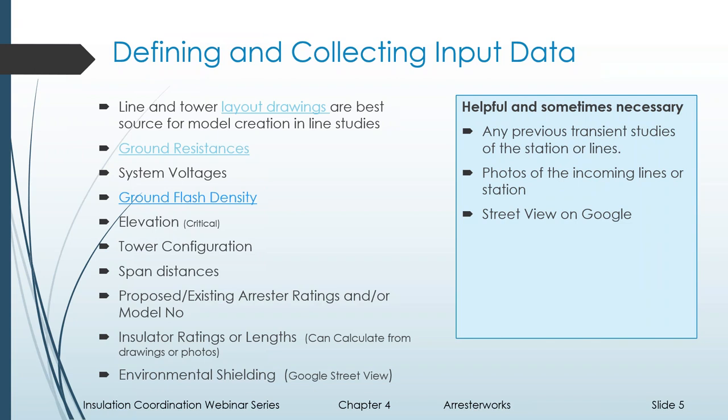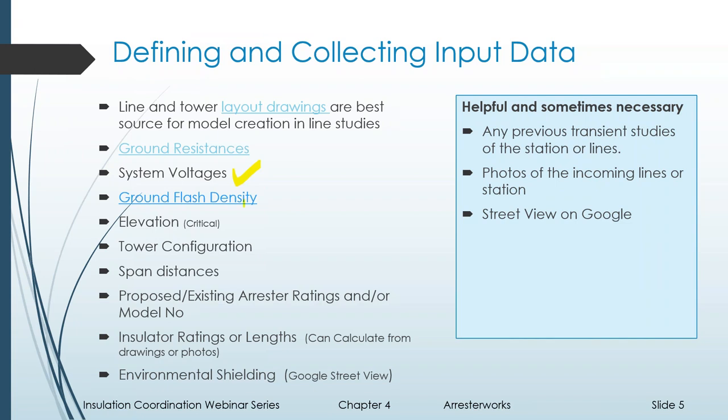Another critical piece of information, of course, is the system voltage. And that's usually pretty obvious. It's probably good to know the regulation level too, so you know what the peak worst case is. And the system voltage in line studies is quite important because it does add to the stress across the insulators. And we'll see that later on, where in the substations the system voltage was not such a factor.